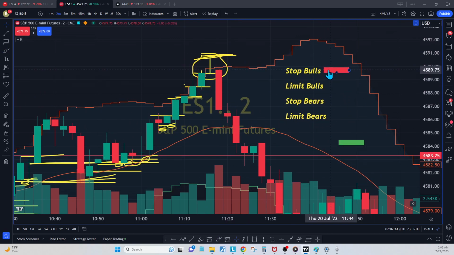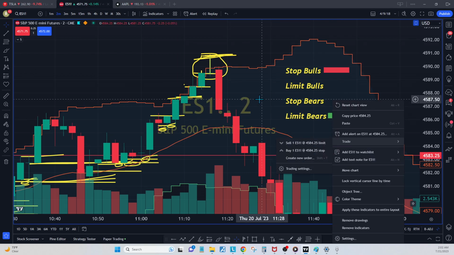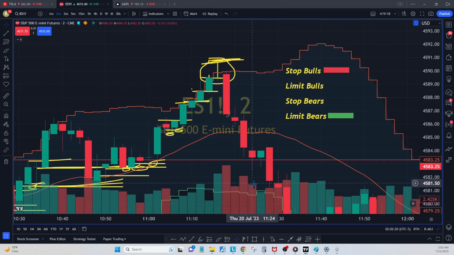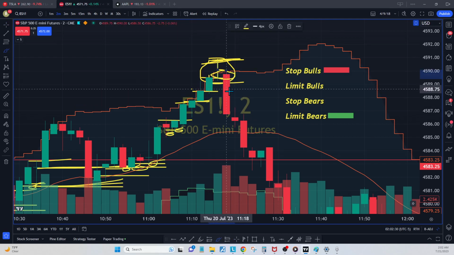So if stop bulls are not making money, what does that mean? It means that limit bears are probably going to start making money now. Okay? So then you switch your tactics. You decide to sell as a limit bear. So if you missed this, you could have sold the top of this, but if you didn't catch that, okay, you want to see now limit bears making money.